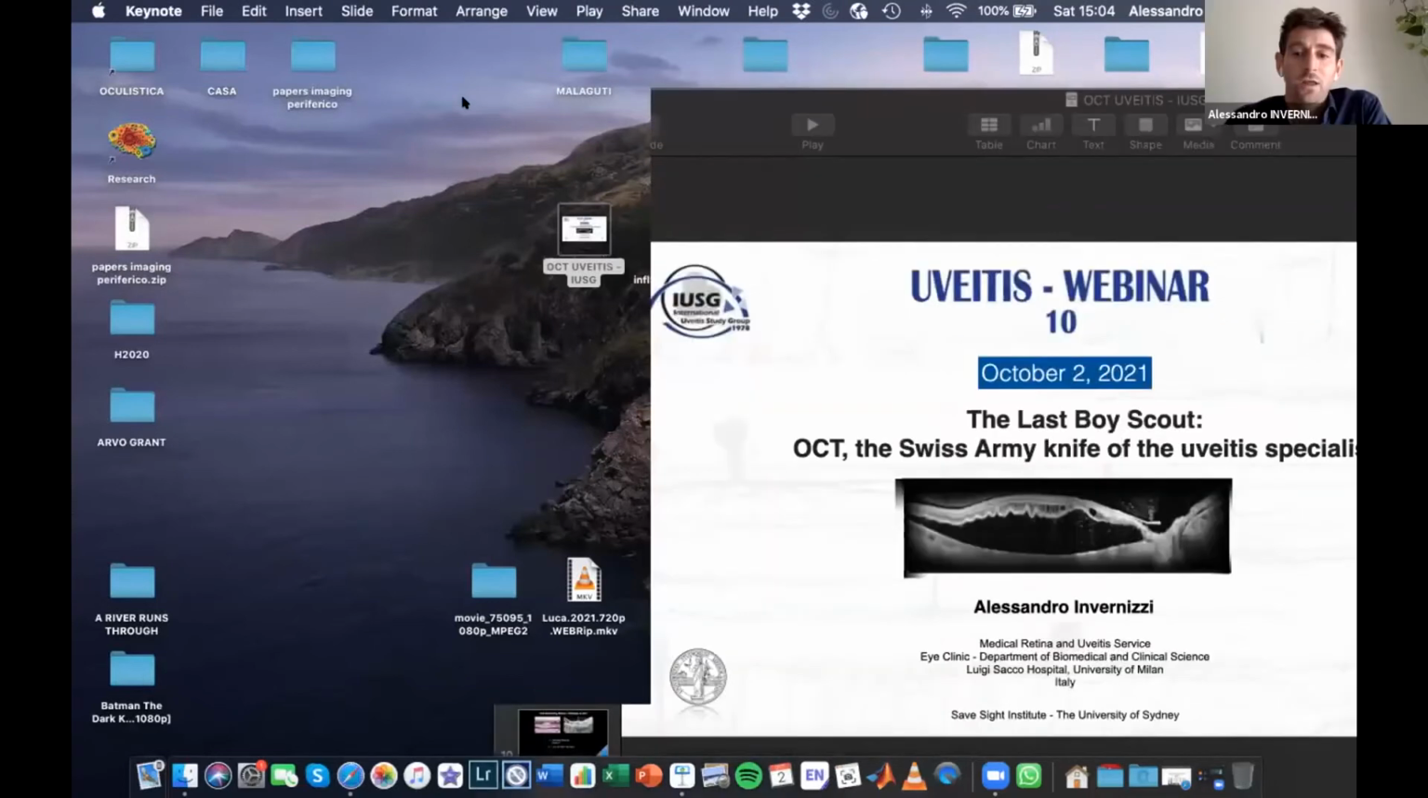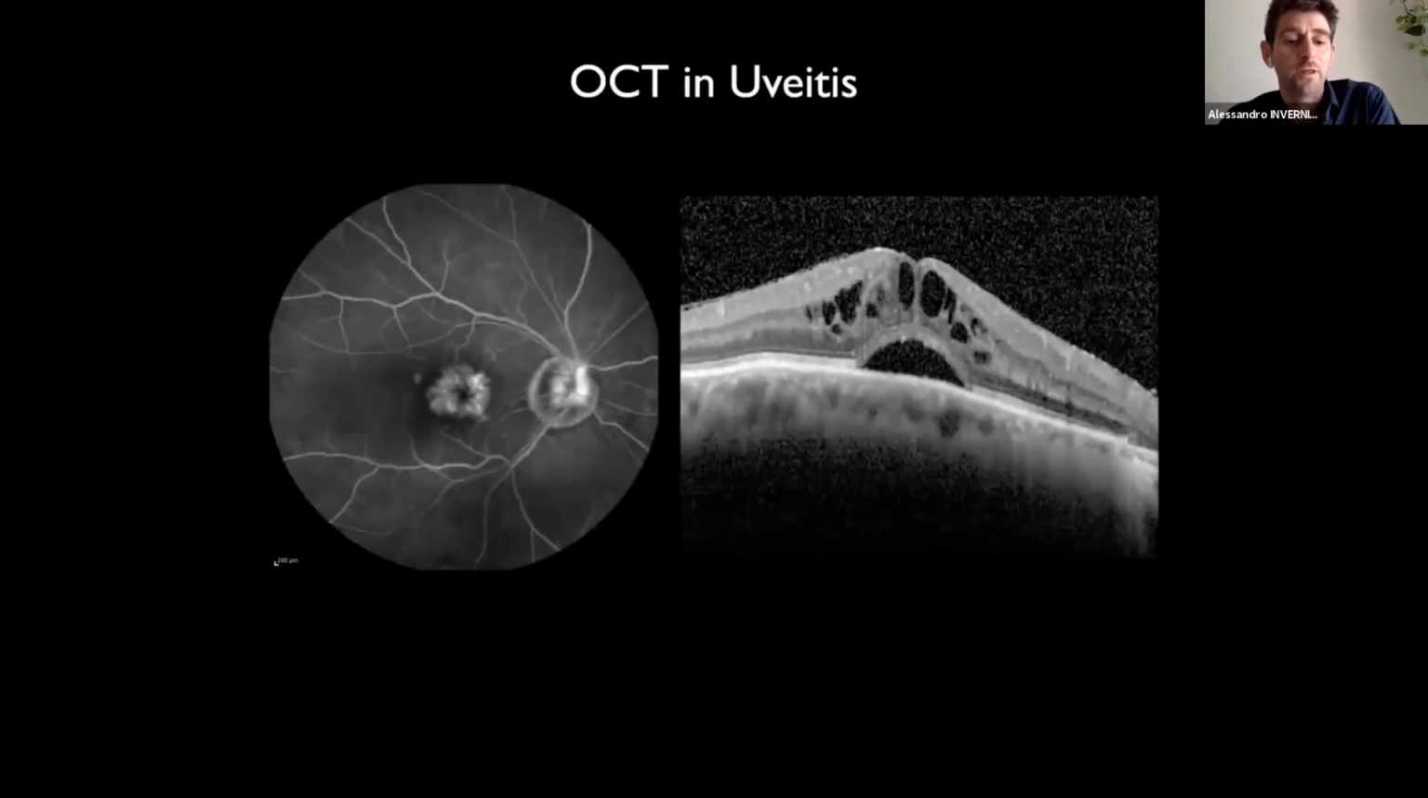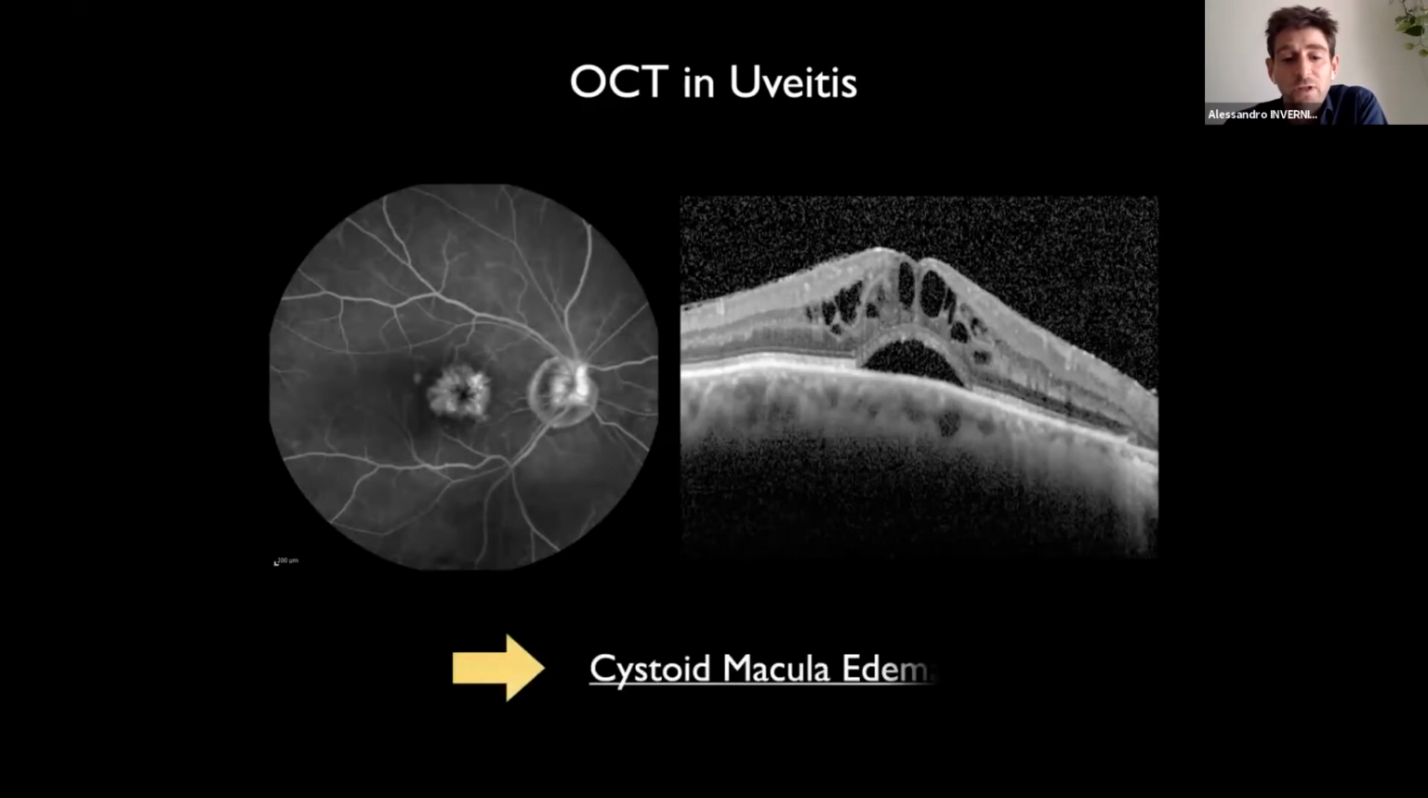So OCT is actually the true Swiss knife for the uveitis specialist. In fact, we have been using OCT in uveitis to assess cystoid macular edema for a while, and I think it's probably the best technique to do that. And we keep using it for cystoid macular edema.